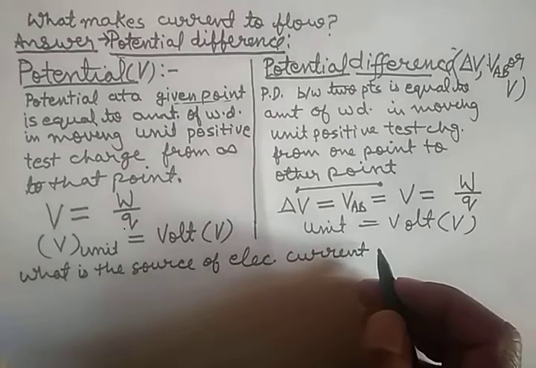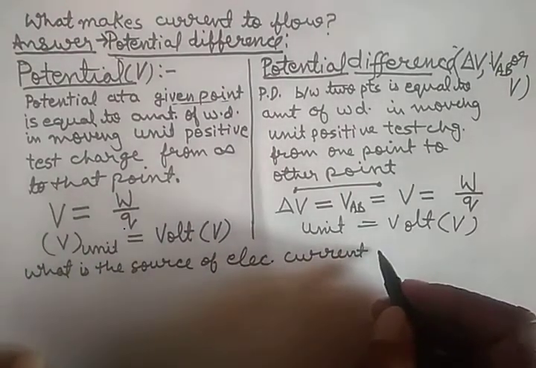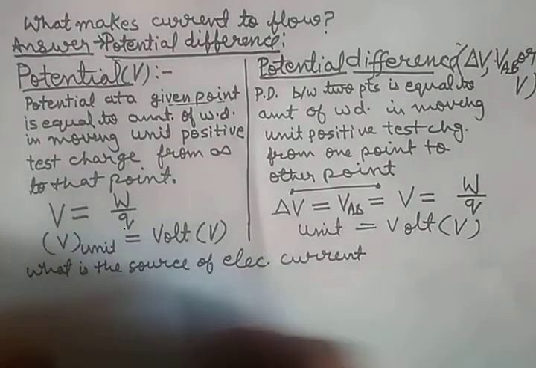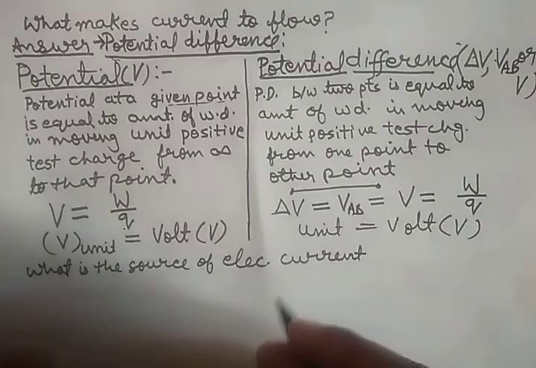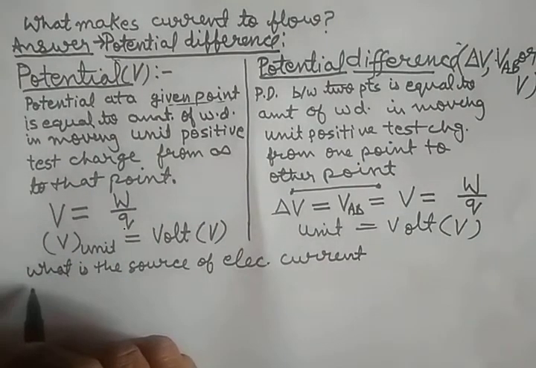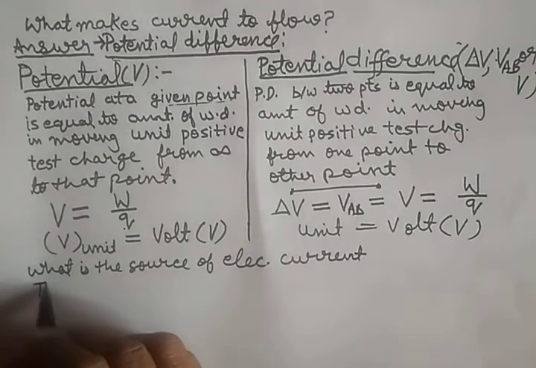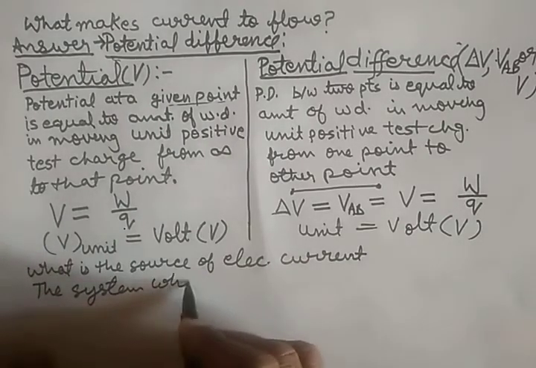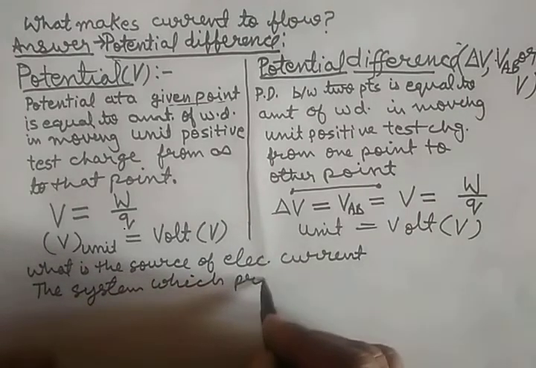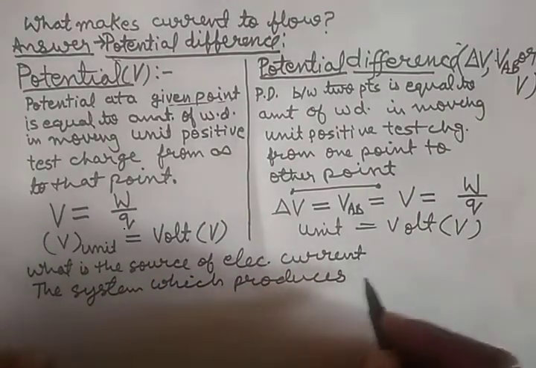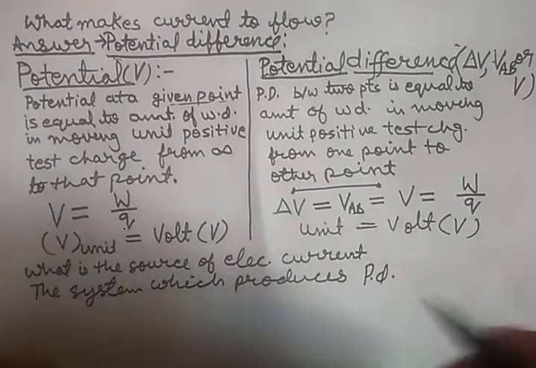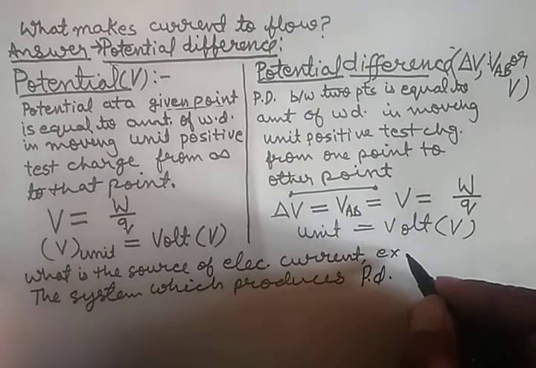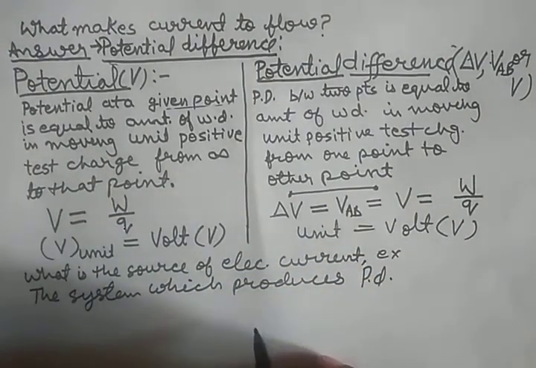Electric current. So the source of electric current is something. The answer is the system which produces potential difference. And if they want some examples for that, so we have examples for that.